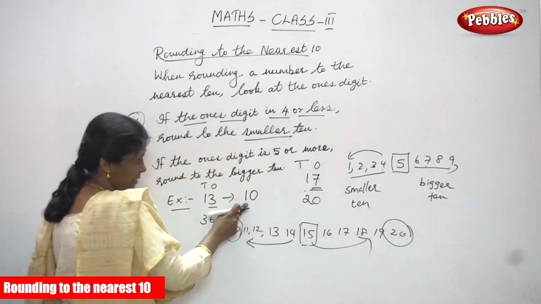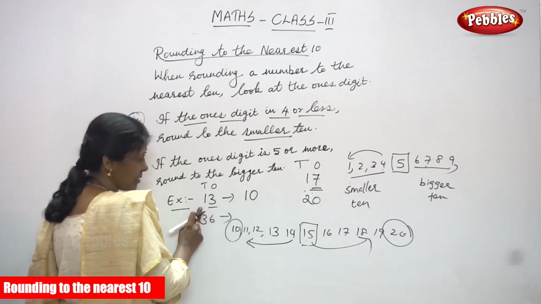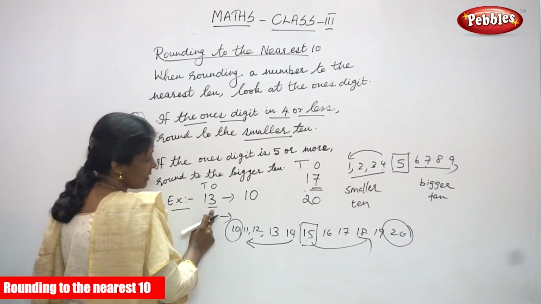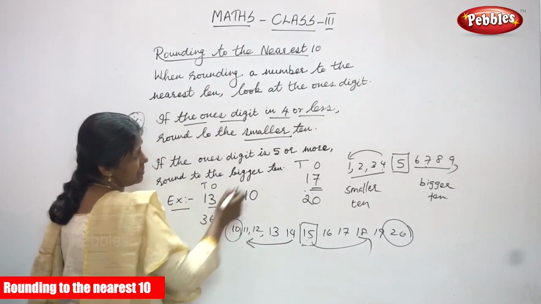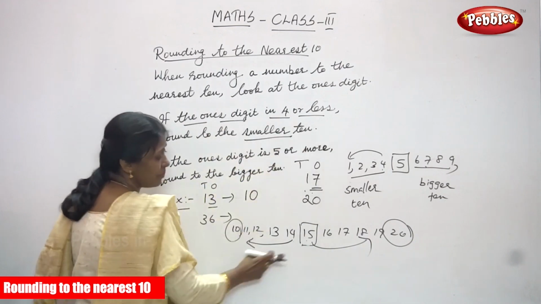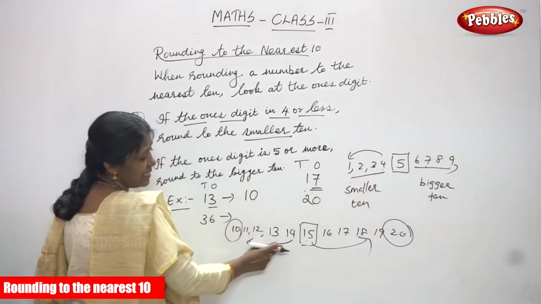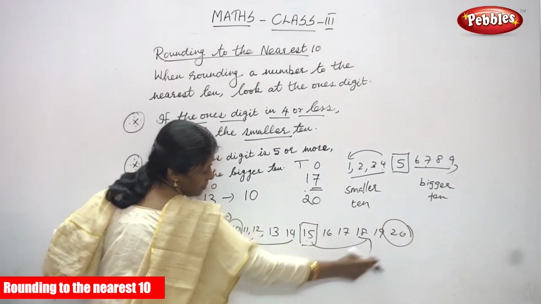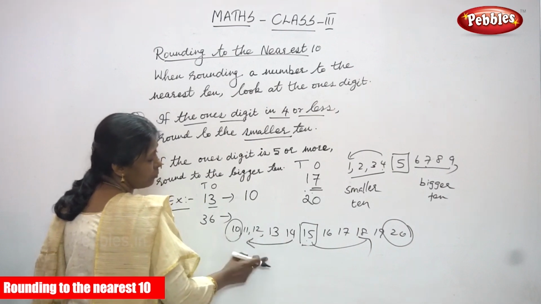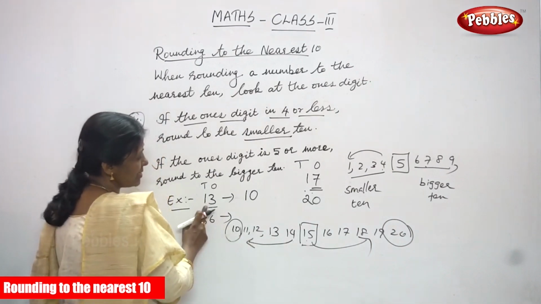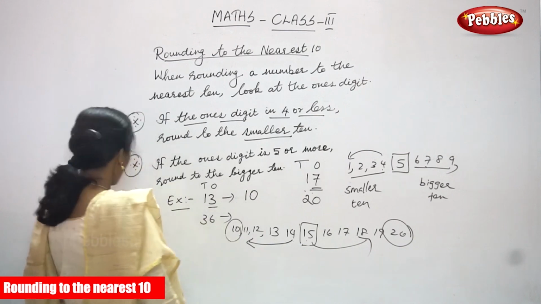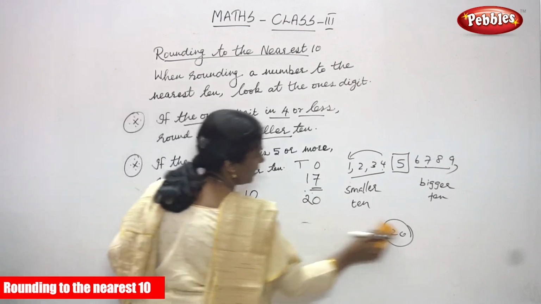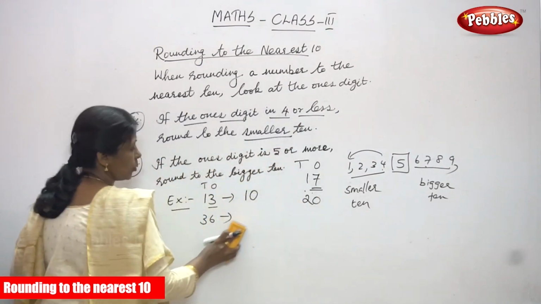But in this case, 13 is the question, and the ones digit is 3, which is 4 or less. So the nearest 10 is the smaller 10. This is a smaller 10 and this is a bigger 10. So with 4 or less, we round the digit to the smaller 10. So for 13, the answer is 10. I think you understand the concept. I'll explain the second question, so you understand better.